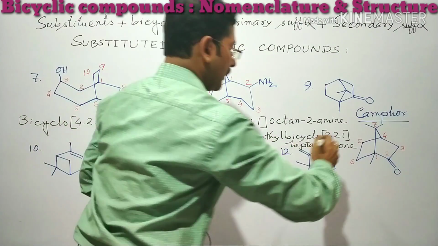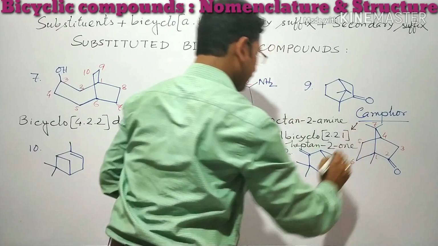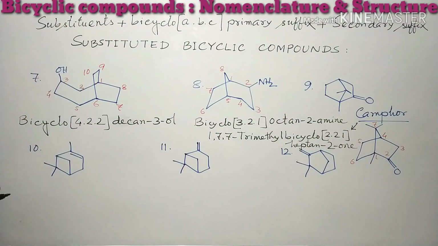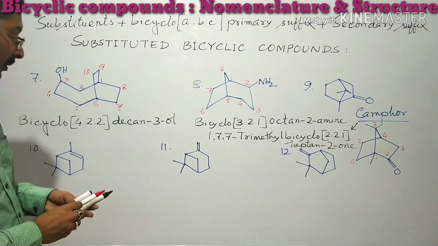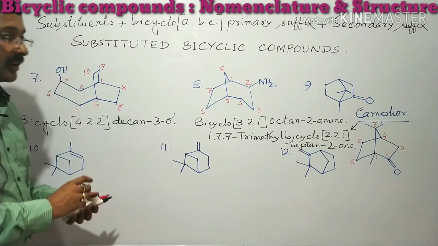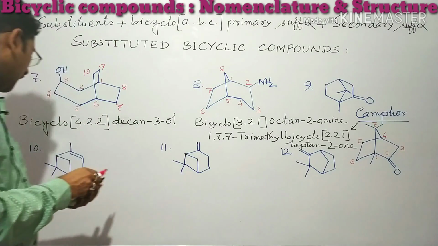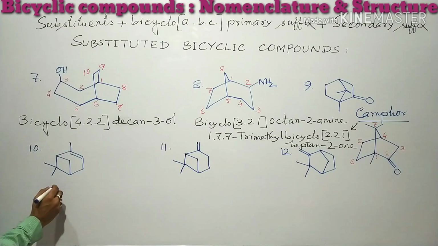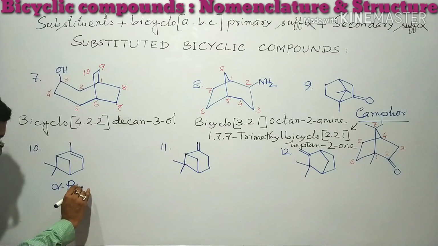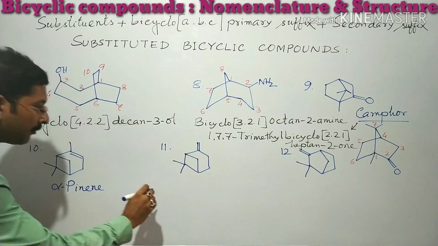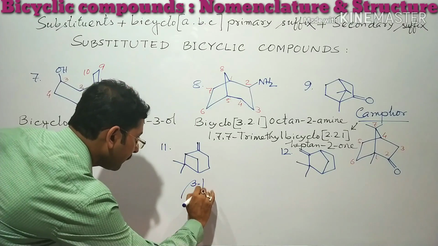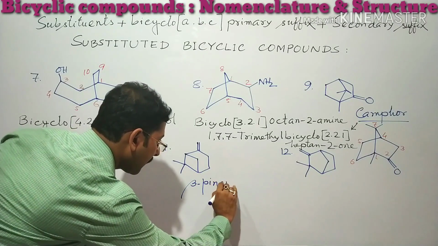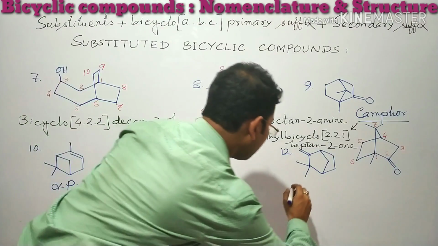Okay, this one is here. Okay, next the 3 compounds. These are very important 3 terpenoids. Terpenoid compounds. This one is known as alpha pinene. This compound is alpha pinene. This compound is beta pinene, and this one is camphene.